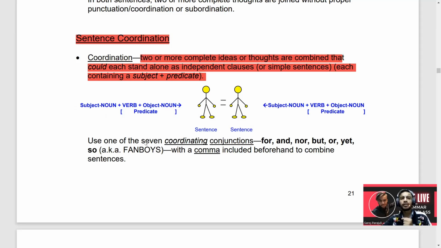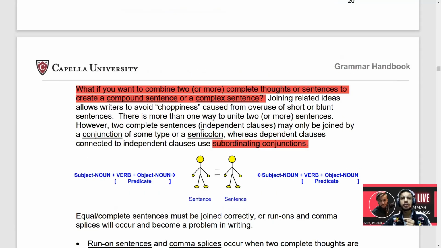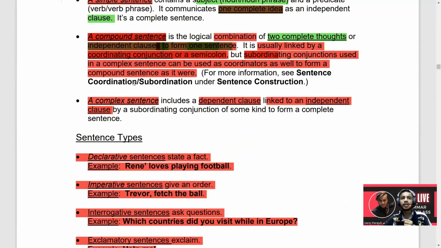Okay, joined by one of the seven coordinating conjunctions. You can see we were so confused over here. What was a coordinating conjunction? A coordinating conjunction or a semicolon is used to form compound sentences. Okay, now we will see.